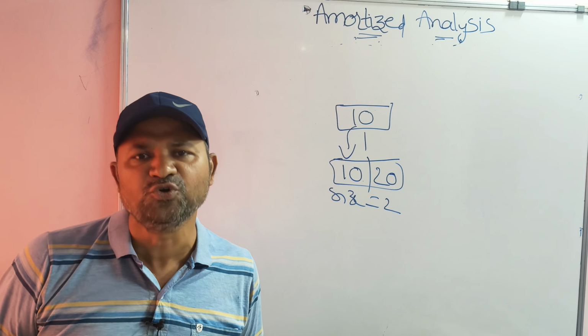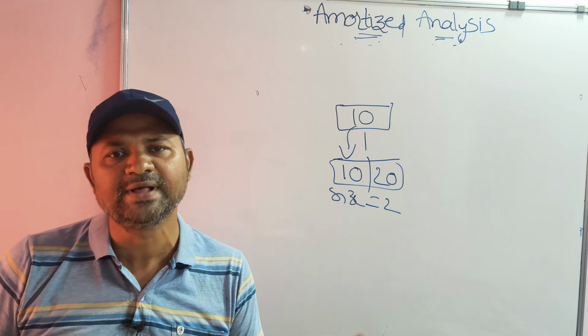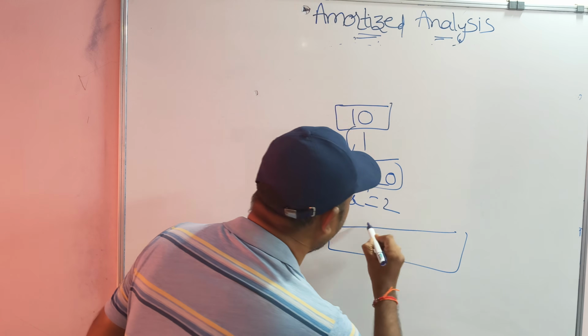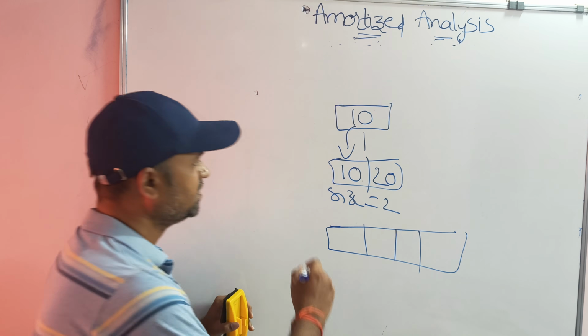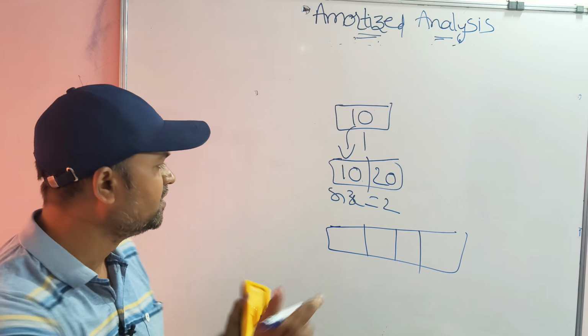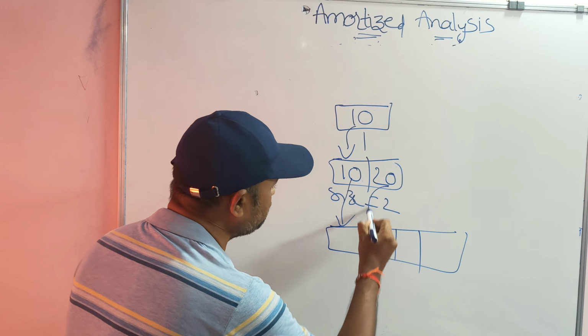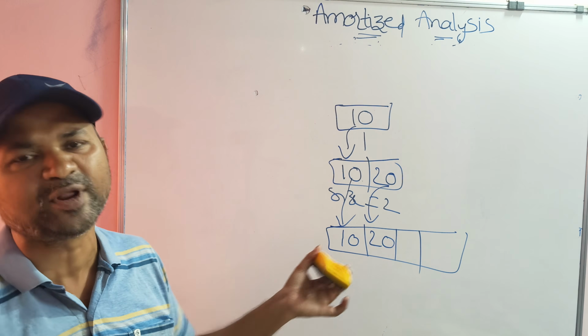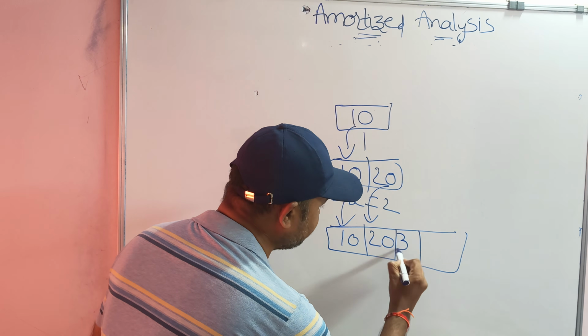Now the array is full, so we have to double the array. Now the size of the array will become 4. The previous array elements are 10, 20. So copy those two elements into the new array. So 10, 20. Now let us perform one more insertion operation. Let us insert 30.